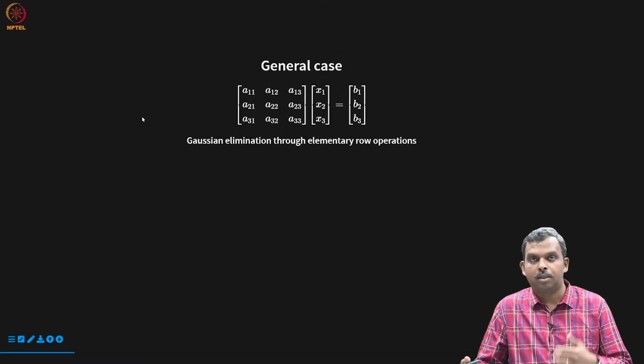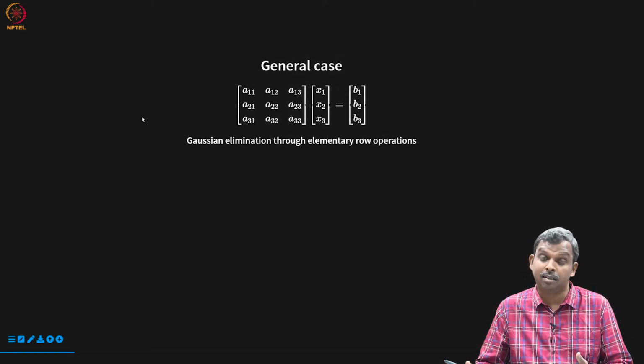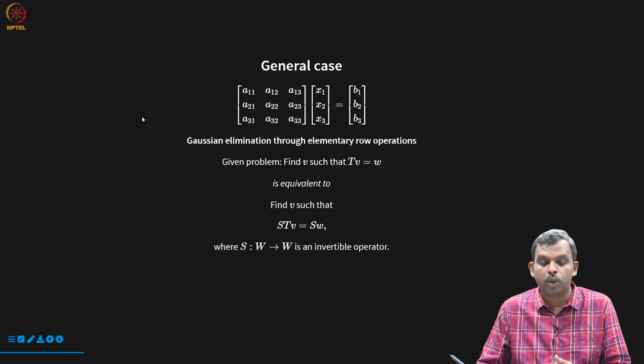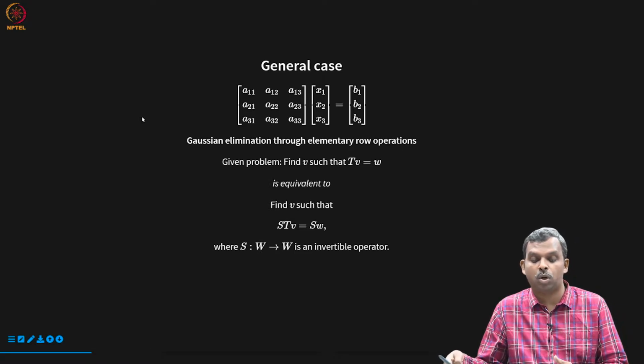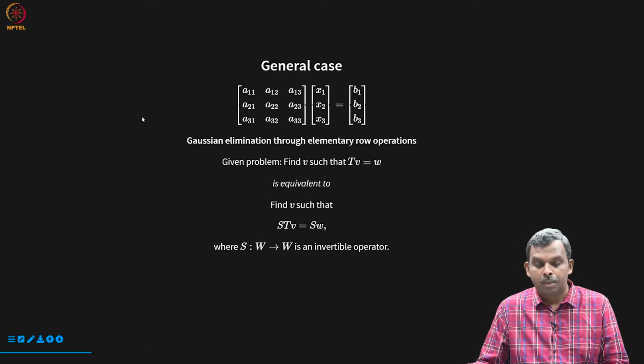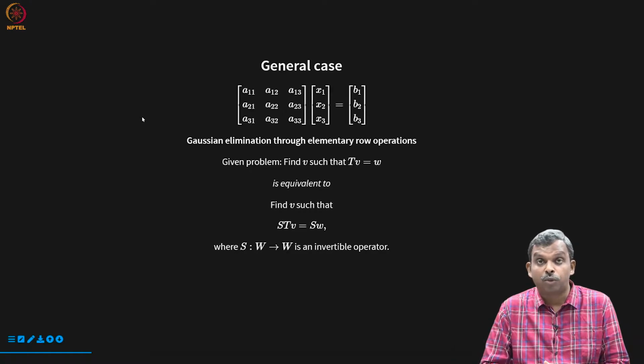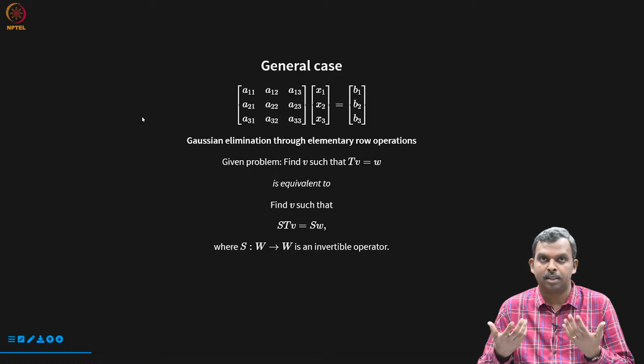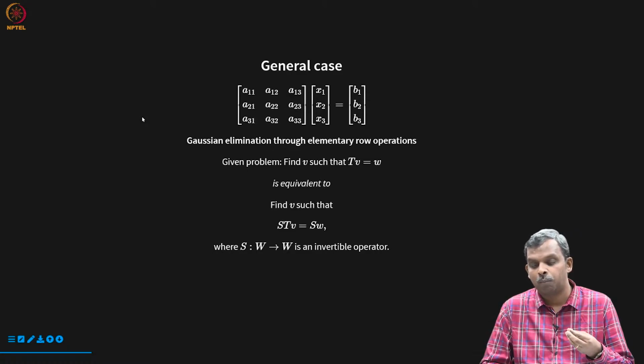Okay, so here's once again a reminder. If you have a general 3 by 3 equation, it will look like that. It would have possibly non-zero entries everywhere. You can do Gaussian elimination through elementary row operations. And what is that? Basically, the given problem is to find a V such that TV equals W. We saw that before. T is the linear map, and you want to find a vector V, find all V maybe, so that TV equals W.